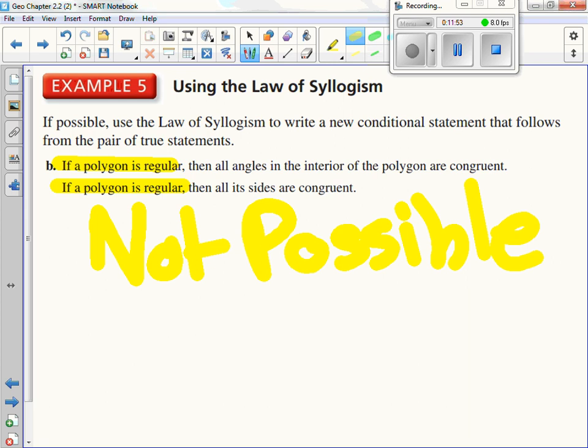A regular polygon, we'll cover this more when we talk about polygons. When we say one is regular, all interior angles and all sides are congruent. Both of those statements are true, but we don't have the if-then setup, where if I eliminated those two, I have an if in one and a then in the other that I can combine. All I have left is two then statements, yes? So this is impossible because I don't have an if and a then statement left over.